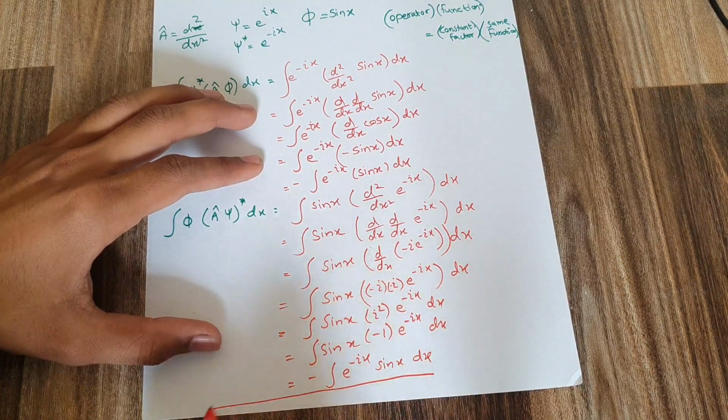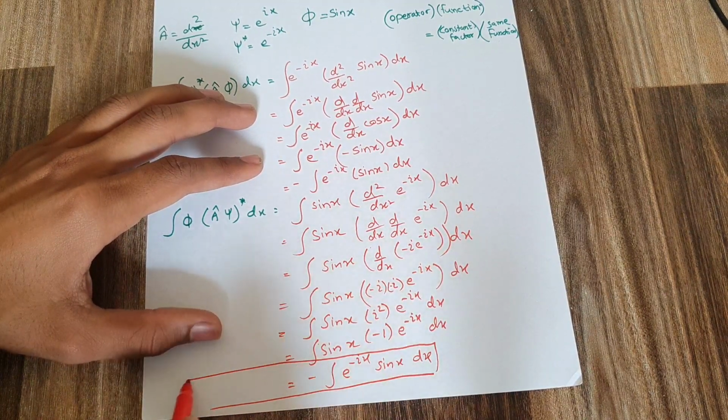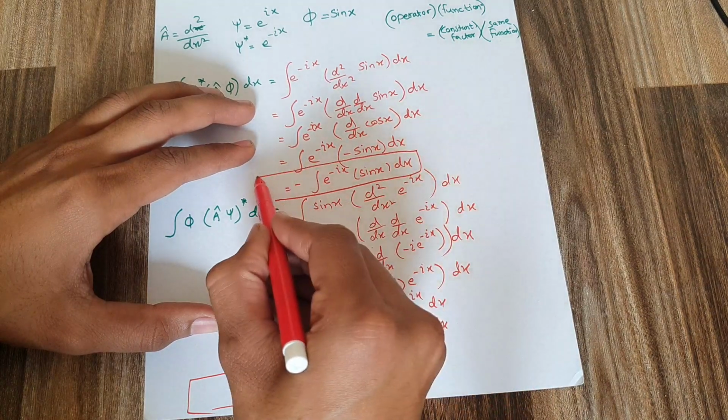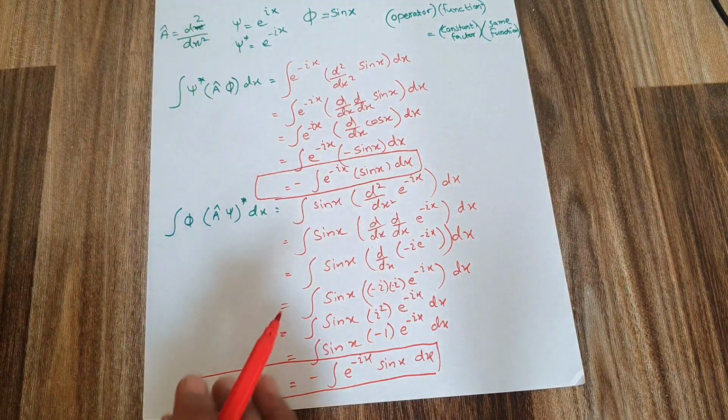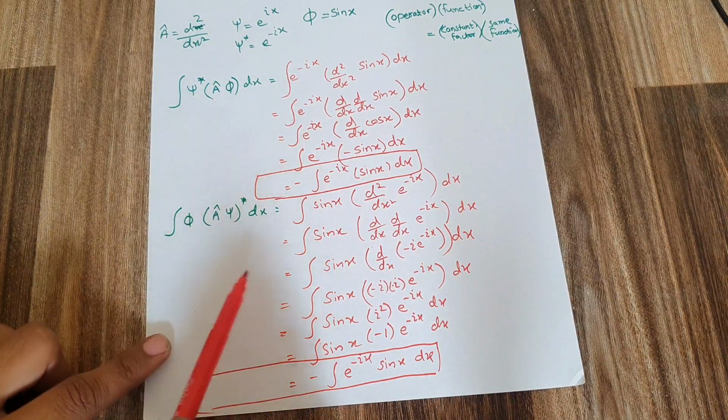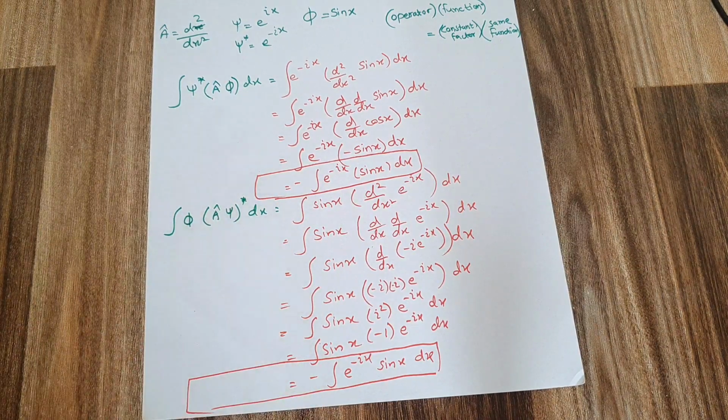Since this answer here is equal to this answer, I can say that my operator here is a Hermitian operator. Since the left hand side of the equation becomes equal to the right hand side of the equation, I can say that the operator that I have used here is a Hermitian operator.